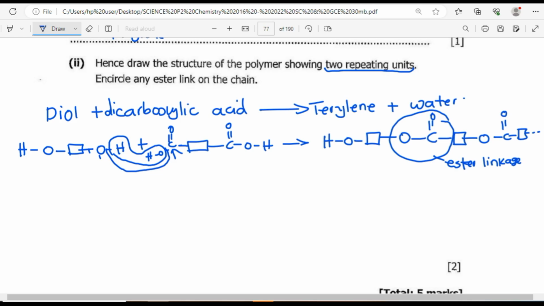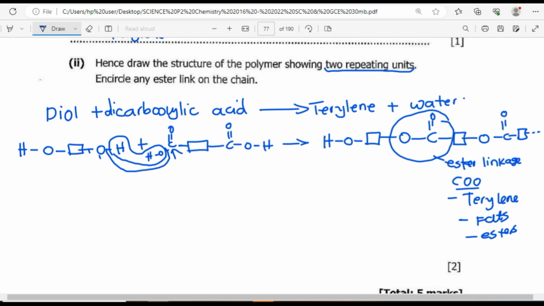Sometimes you may encounter a question where one box is shaded. It's not a big issue. The key point is an ester linkage has the chemical formula COO. Let me give you where you can find an ester linkage. The first one is found in polyester, then the second one in fats, then also in esters. This is where you can find this type of linkage.